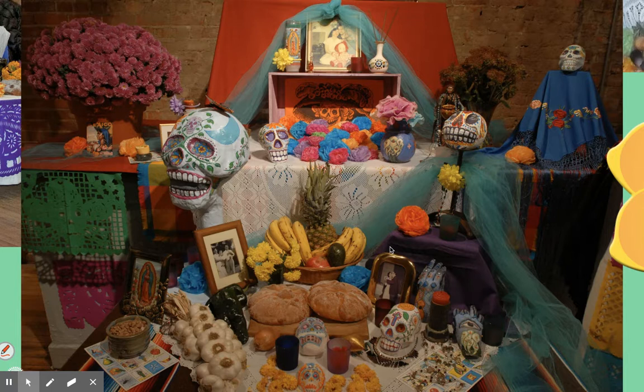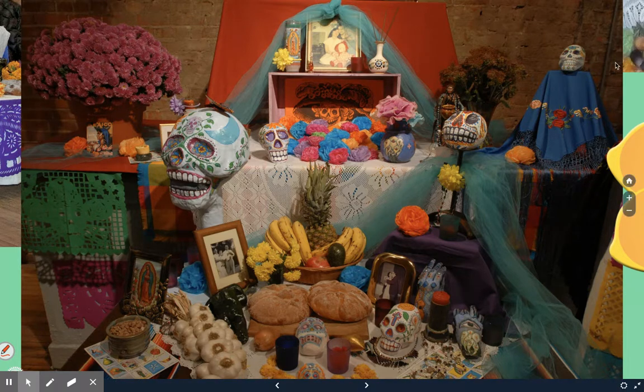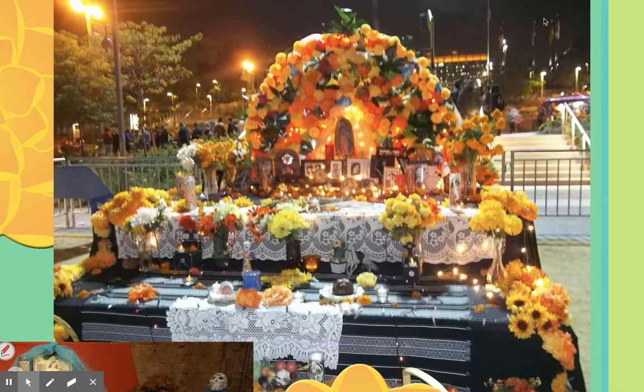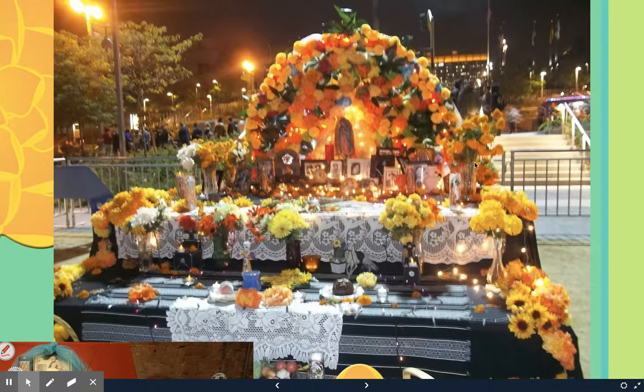They decorate it with lots of color. They use sugar skulls and decorative skeletons, and they even have bread and fruit set out. This ofrenda that we're going to look at is set up outside, and you can tell by the amount of photographs at the top here that it is an ofrenda for many different people. There are lots of flowers and lots of lights.